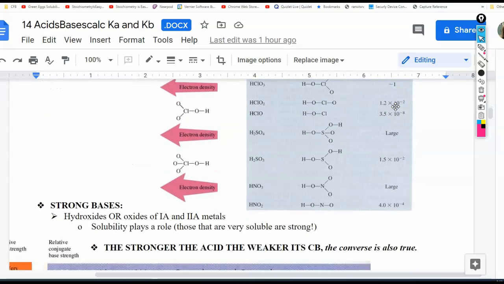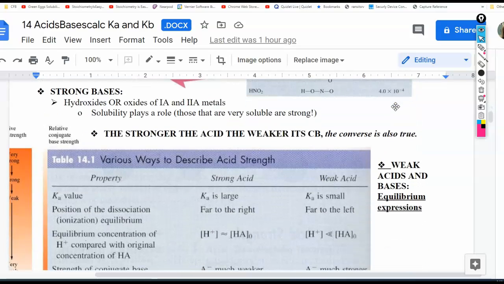Okay, strong bases. Strong bases are going to be pretty much all the hydroxides of group 1A and 2A metals. Otherwise, if it's not a hydroxide of group 1A or 2A metals, then it's all weak. So the stronger the acid, the weaker its conjugate base. That also means the stronger the base, the weaker its conjugate acid.